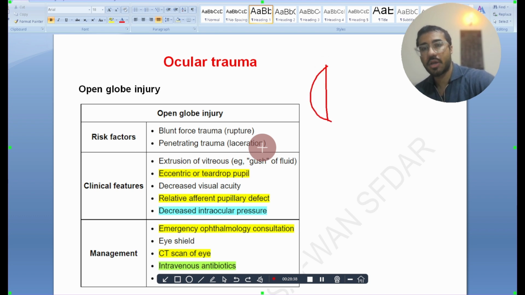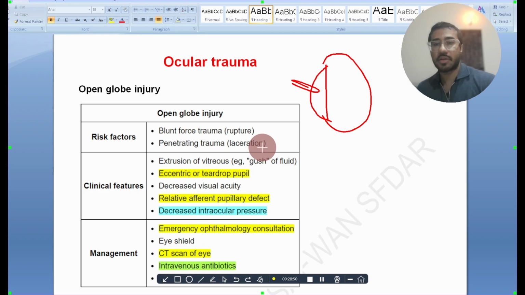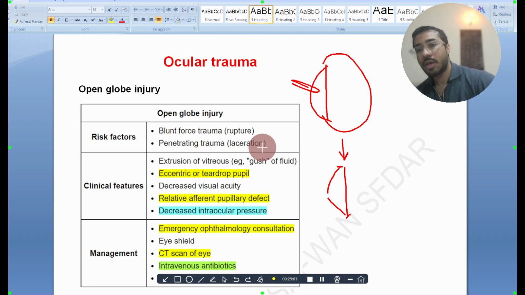So what are the few things that we need to keep in mind? So this is the cornea and this is the eye. First of all, during open globe injury, what can happen? You can get a defect in the cornea. And if you get a defect in the cornea, it's going to be really easily visible. How? Since you have a defect in the cornea, if you put the patient in a slit lamp and put fluorescein drops on it, you're going to be able to easily visualize the leaking of the aqueous humor.